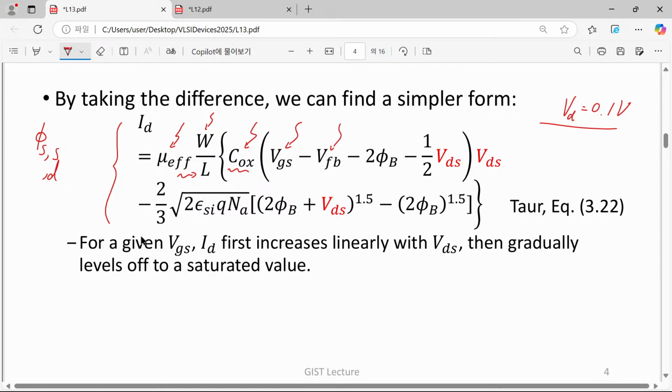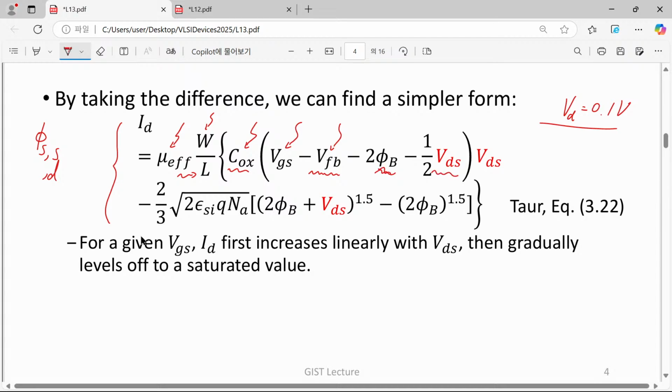The flat band voltage is a combination of internal quantities depending on the metal work function and also the substrate doping. But once you know those quantities, you can estimate this flat band voltage. And phi b is also a function of your doping density. Yes, since you know the doping density Na, you can calculate it.